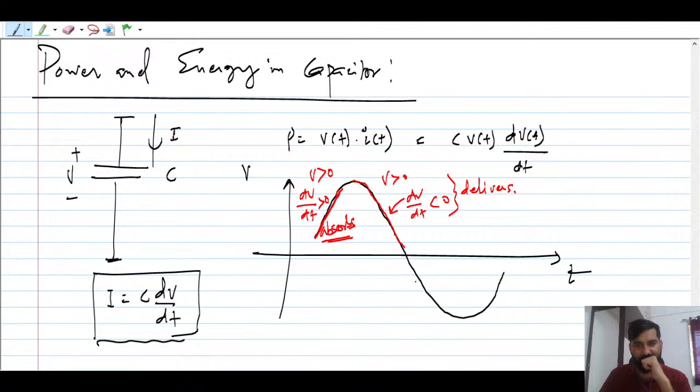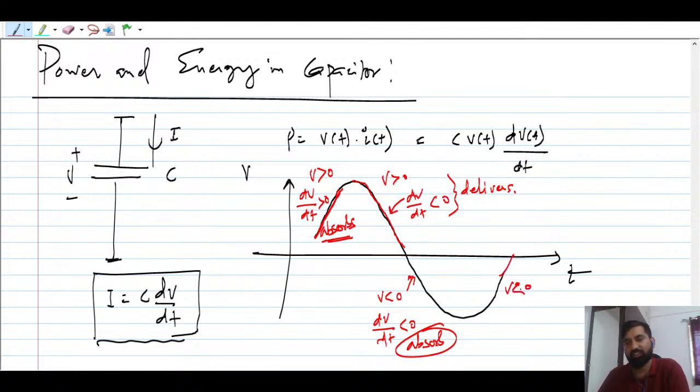Now come to this region of the voltage curve. Here the voltage is negative and dV by dt is also negative. So you can say for this region, the capacitor is going to absorb power. And if you come to this point, here the voltage is less than 0, but dV by dt is greater than 0, so again it delivers. So sometimes your capacitor is going to absorb power, sometimes it is going to deliver power as well.